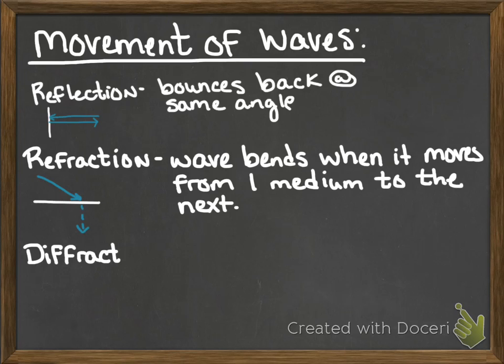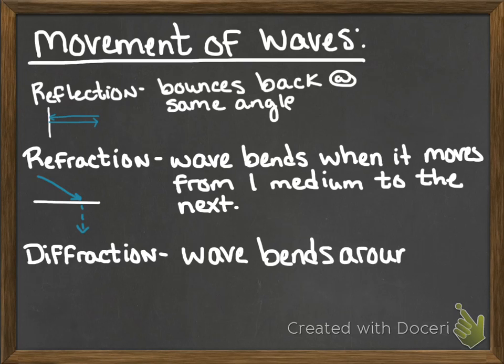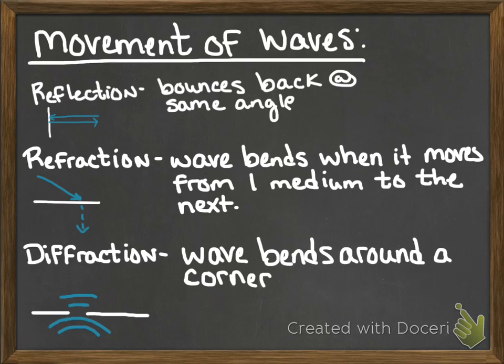So the last wave motion is diffraction, and that's where the wave bends around a corner. Let's say I've got a gap in a little wall there, and I've got a wave traveling towards it. That section of the wave is going to pass through. And then as the wave continues, it's going to get a little larger each time. So it's bending, but parts of the wall are going to block the wave. So that's diffraction. And that's all you need to know about the movement of waves.